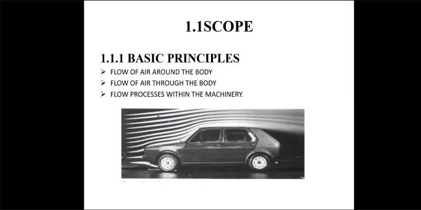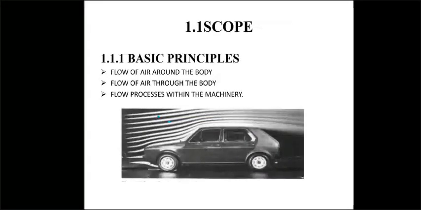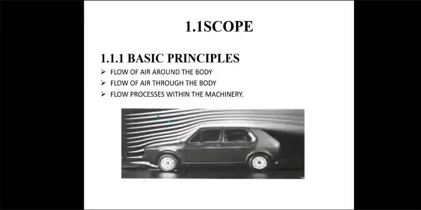So as I told you all, what is flow of air around the body and flow of air through the body and flow processes within the machinery. Now the first two go together. How? Whatever the flow field is around the vehicle will decide the flow through the body, right? Whether the flow outside is laminar and what is the speed of the fluid will decide the flow through the radiator, through the engine compartment, through the passenger compartment, through the driver compartment, and so on. So both the first two points are interrelated to each other.